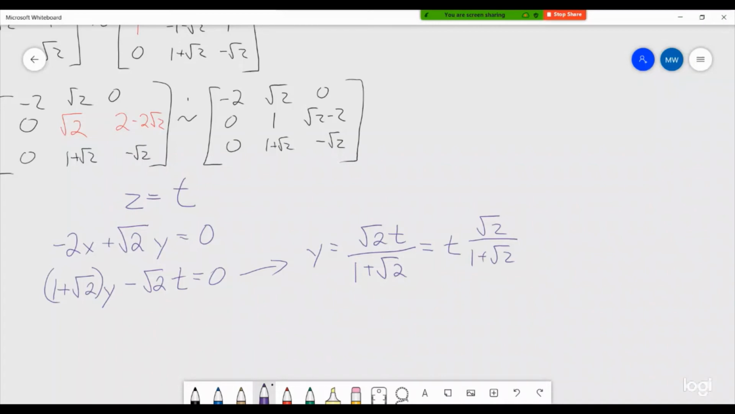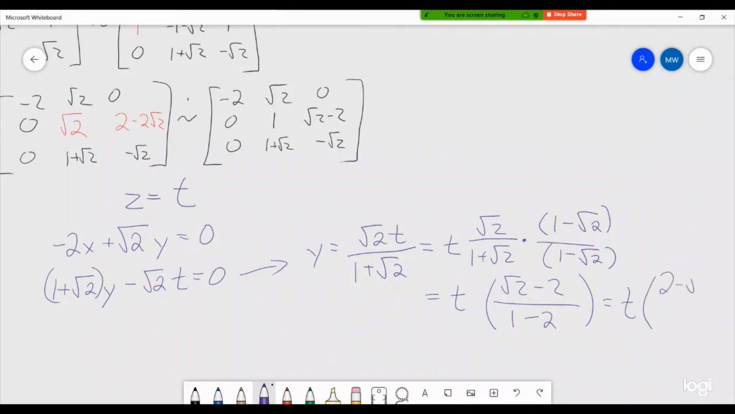To get rid of the addition of a square root in the denominator, multiply the top and bottom by the conjugate. So that's going to be 1 minus the square root of 2 over 1 minus the square root of 2. So that's going to be t times square root of 2 minus 2 all over, and then the denominator is going to be 1 minus 2. So that's going to be t times 2 minus root 2 all over 1. So y is 2 minus root 2 t.